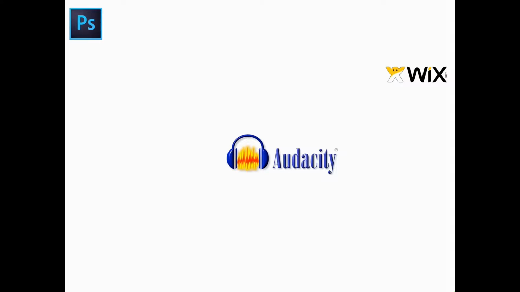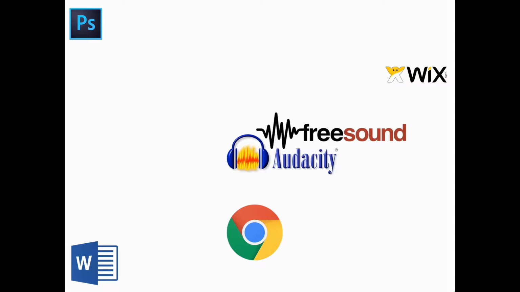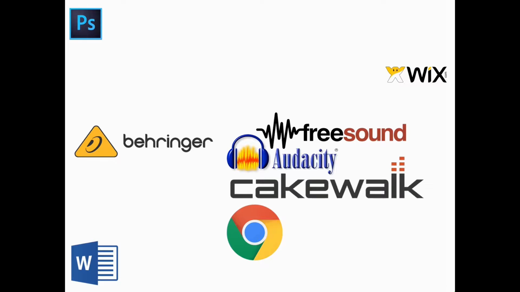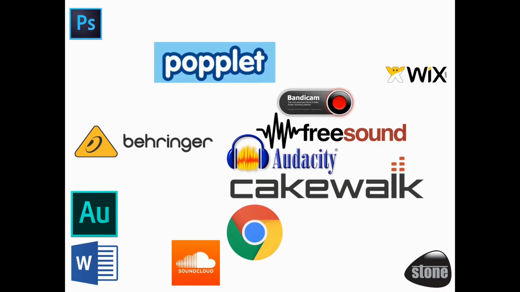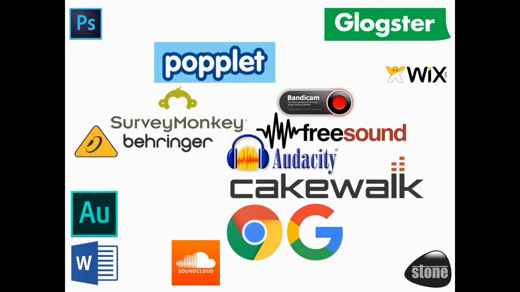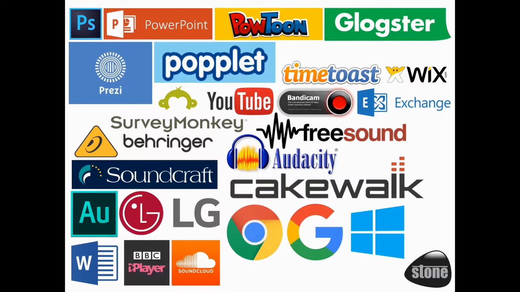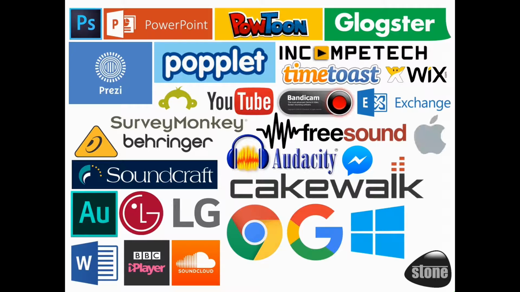For example, just a few of the technologies we used include Adobe Photoshop CS6, Wix, Audacity, Word, Chrome, Freesound.org, Behringer Equipment, Cakewalk Equipment, SoundCloud, Stone Computers, Adobe Audition CS6, Bandicam, Poplet, Glogster, SurveyMonkey, Google, LG monitors, Microsoft PowerPoint, and a lot more. So let's have a closer look at how some of these technologies helped us make the product.